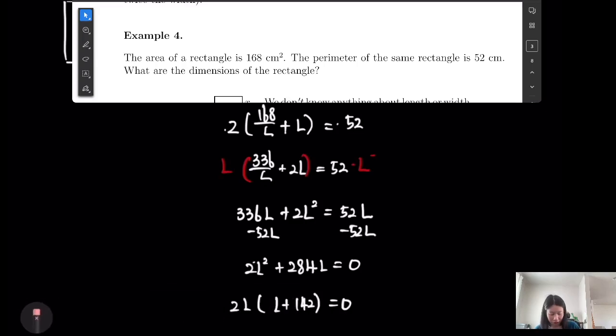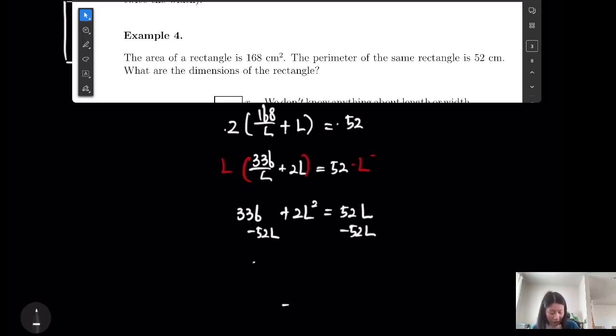When you times the L, this L is already gone. So I just have 336 plus 2L squared equals 52L. Okay, let me rewrite these and set this equal to 0. So I have 2L squared minus 52L plus 336 equals 0.